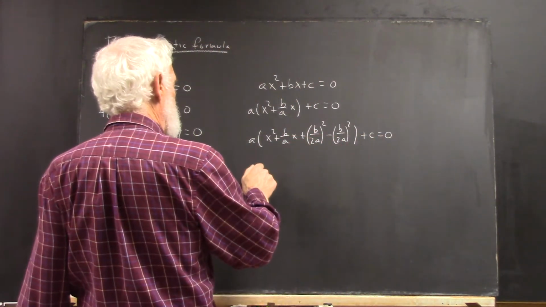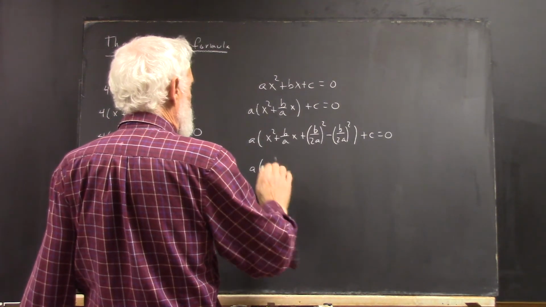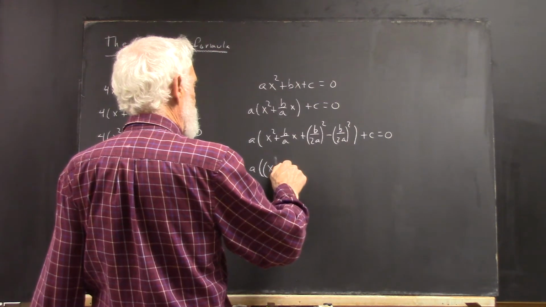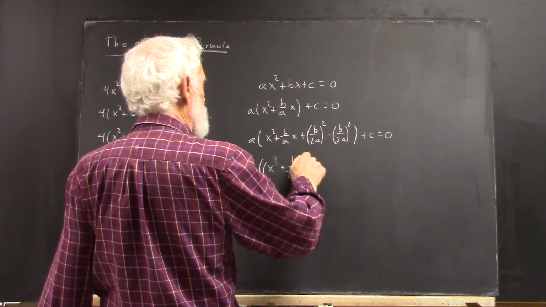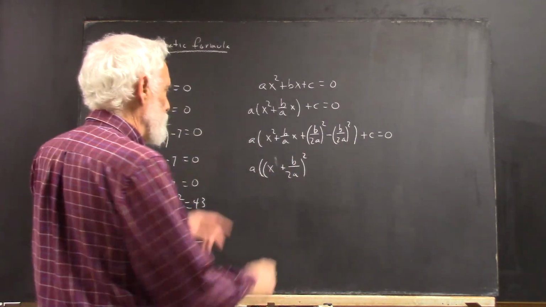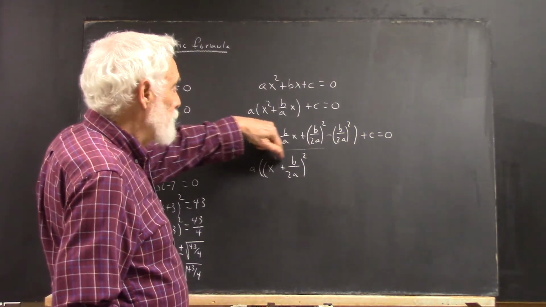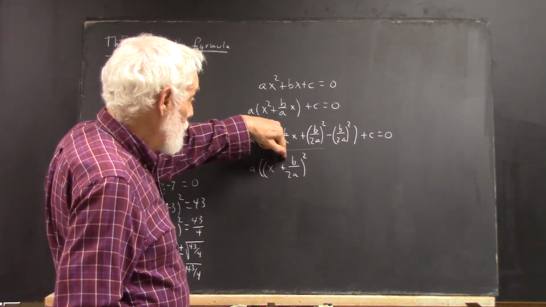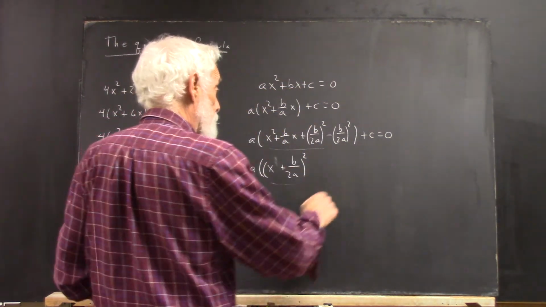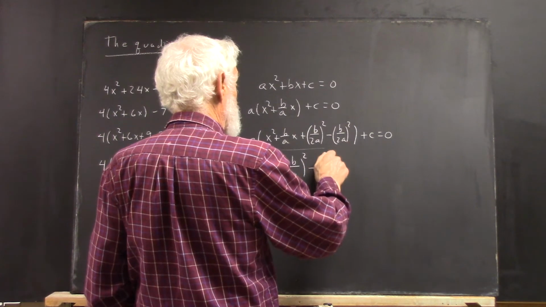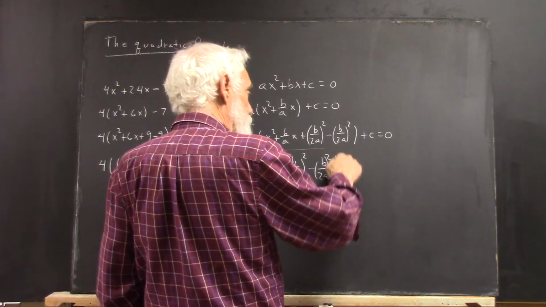Which gives me a times x squared, a times x plus b over 2a quantity squared, because right here I've completed the square. And you can expand this, and you should expand this and see that it's equal to the underlined part here, but not this. So we have the minus b over 2a quantity squared.